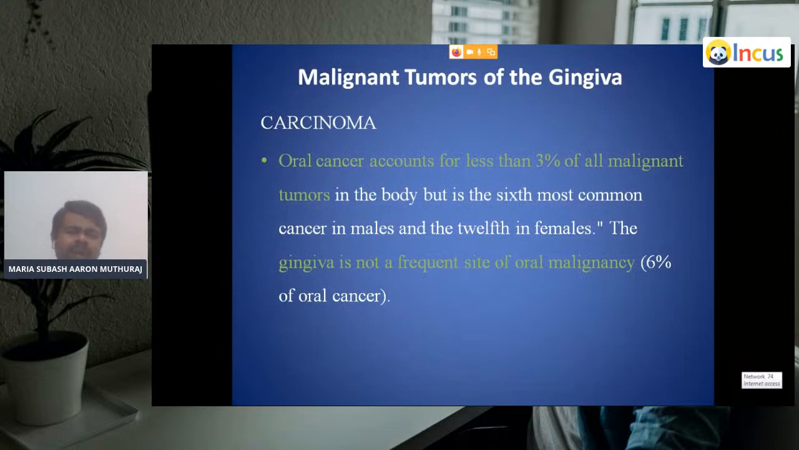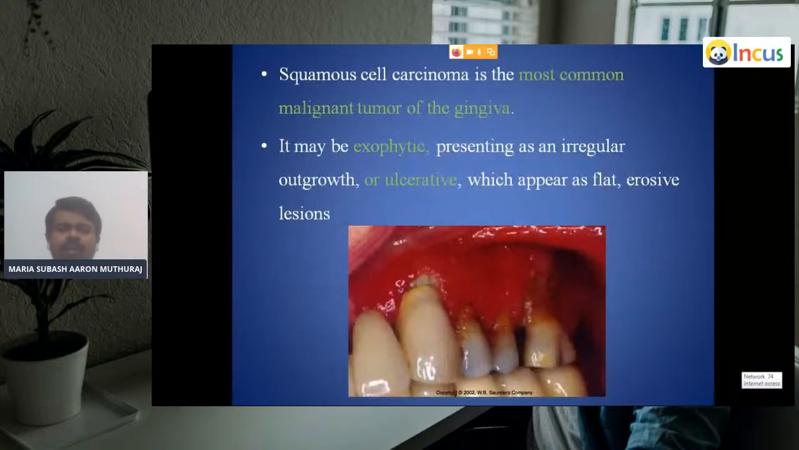Normally, oral carcinoma accounts for less than 3% of all malignant tumors, and the gingiva accounts for only 6% of oral cancer. Therefore, the chance of getting a carcinoma in the gingiva is very minimal. Squamous cell carcinoma is the most common malignant tumor of the gingiva, followed by malignant melanoma and fibrosarcoma.